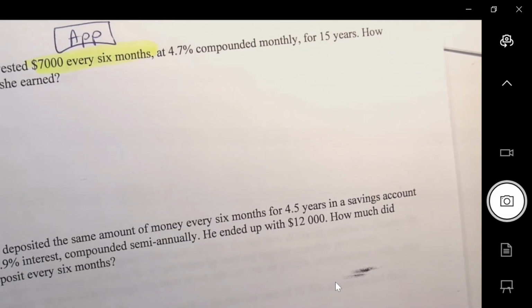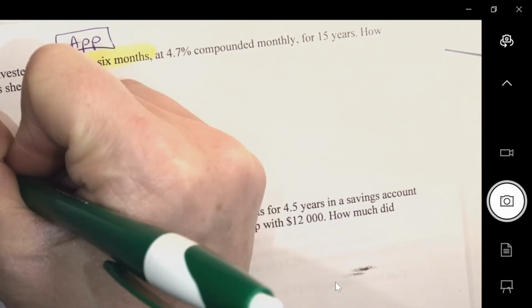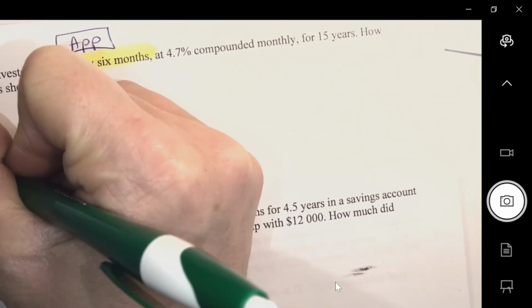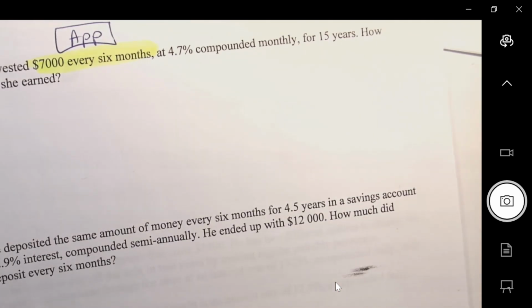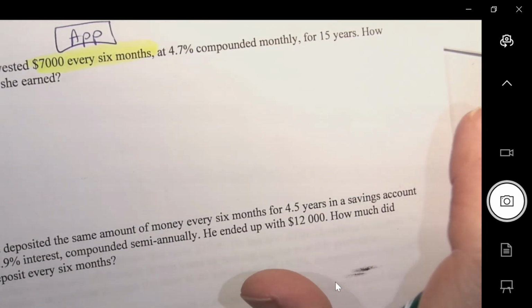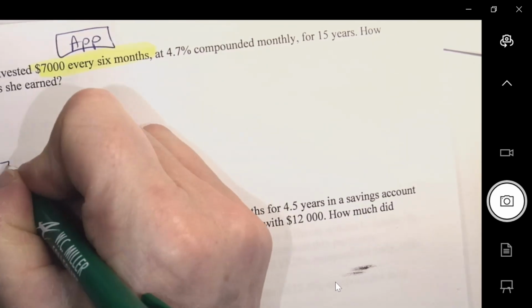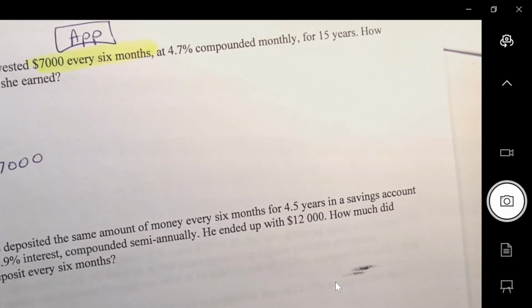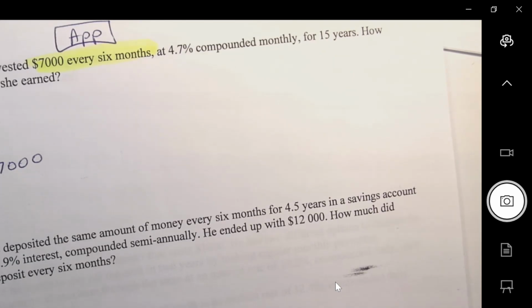Okay, so Barbara invests $7,000 every 6 months. Ready? I'm going to go to the payment, and I'm not going to write 7,000. What am I going to type in? It's not 7,000. I'm going to type negative 7,000 because it's money that's coming out of my pocket. Every 6 months this is happening.